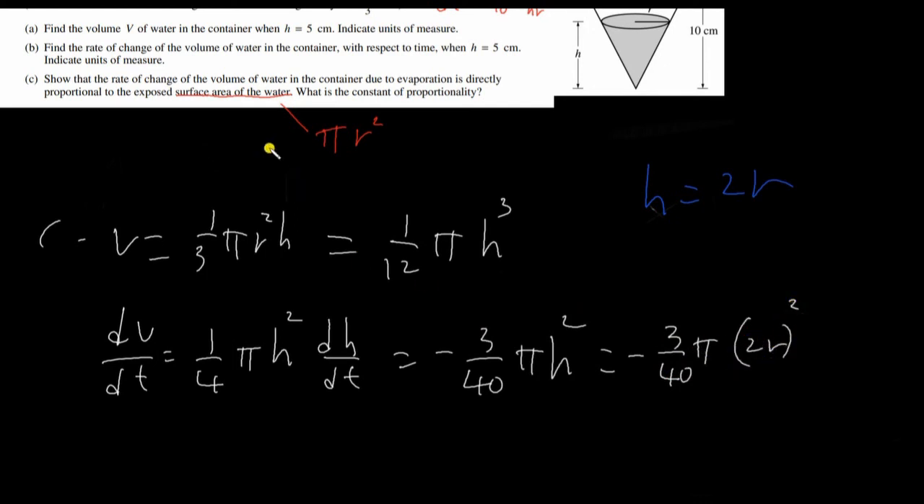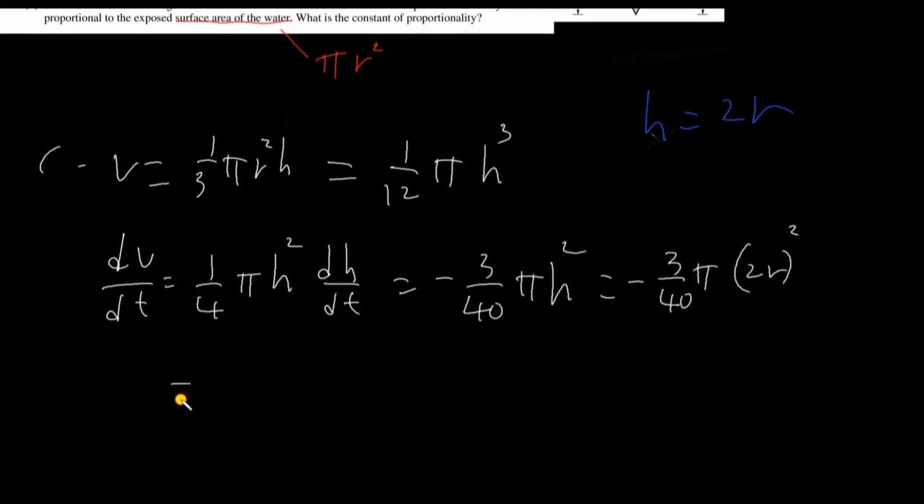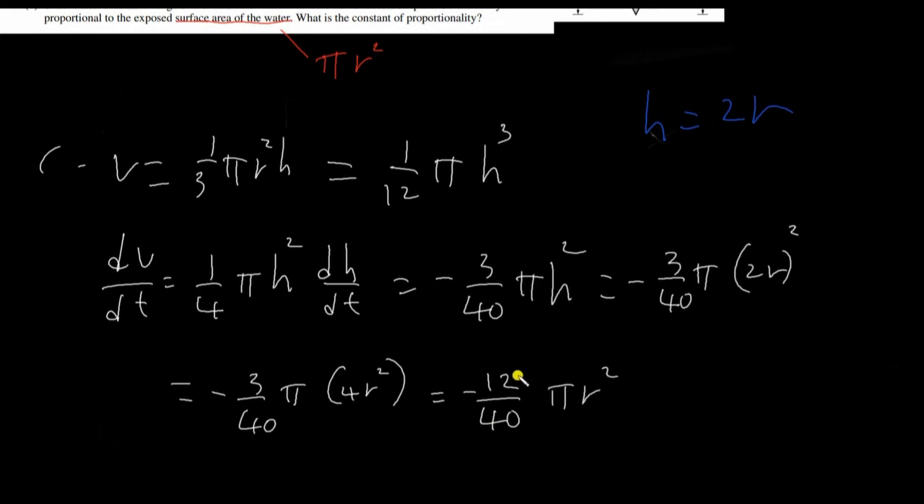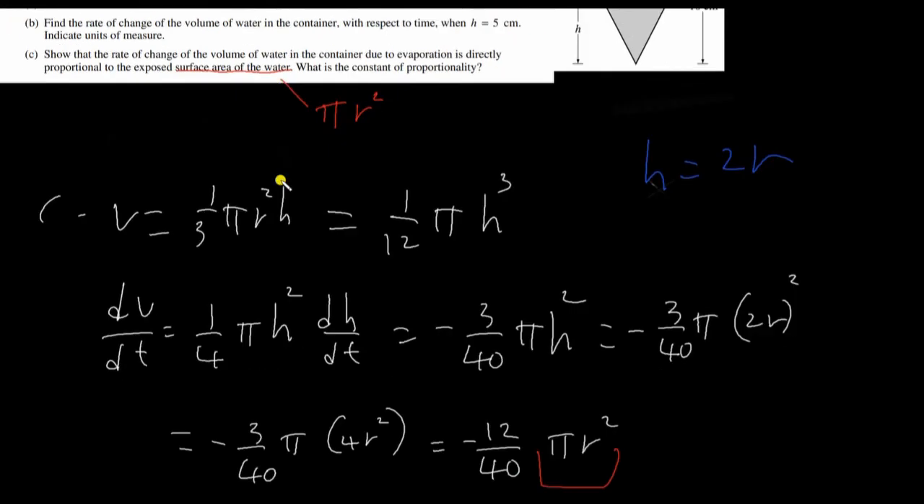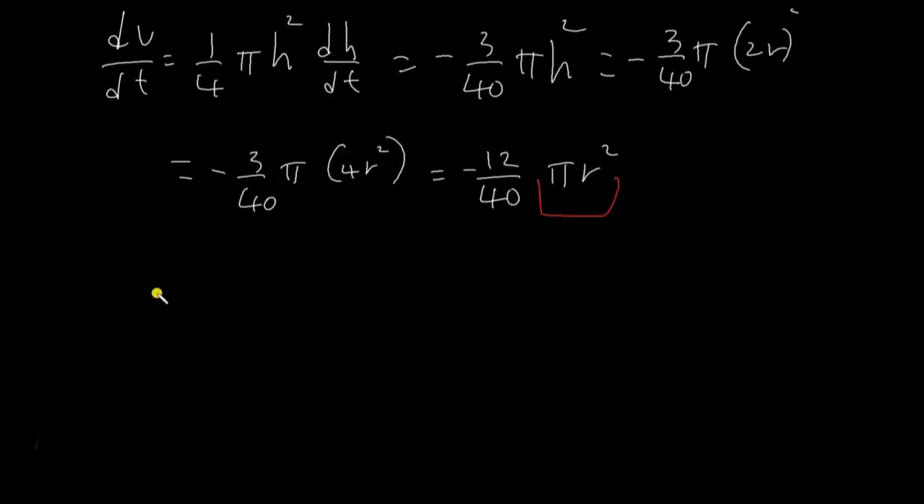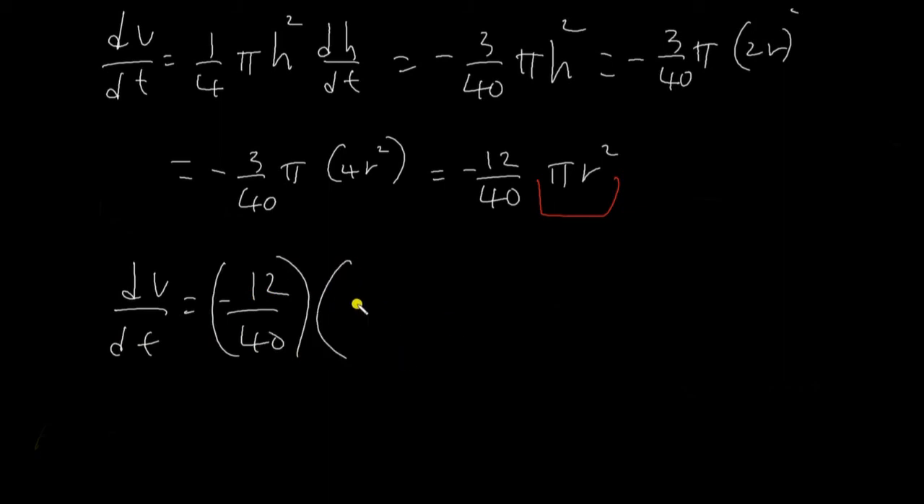And remember, the reason that we're doing this is because we want to relate this to the surface area, which only has an r in it. This is therefore equal to -3/40 times pi times 4r squared. And if I just bring that over there, that's going to be -12/40 times pi r squared. And remember, this pi r squared here, that's the same thing as the surface area of the water. So our finding here is that dV/dt is equal to -12/40 times the surface area.